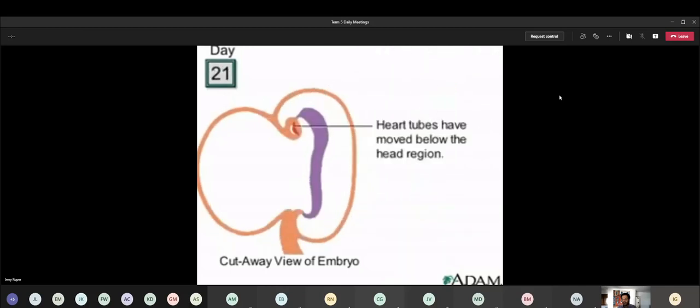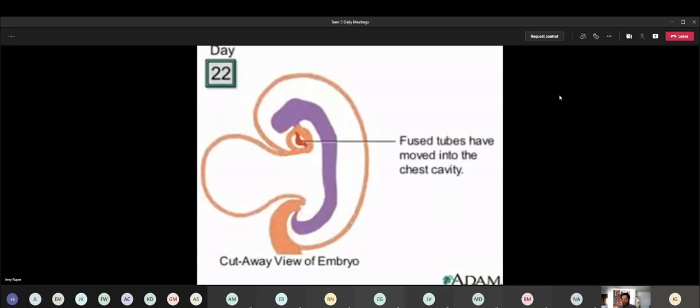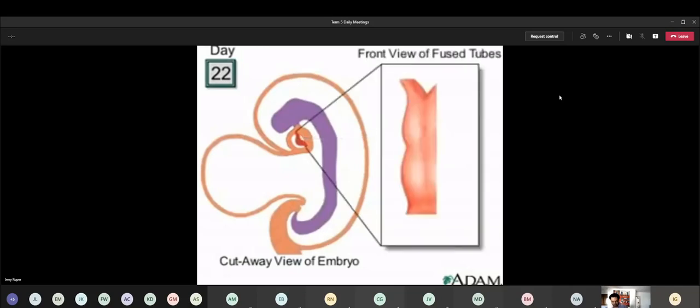On day 21, we see that the primitive heart tubes have moved below the embryo's developing head region. And by day 22, the tubes have fused together and have moved to the area that will eventually be our embryo's thoracic or chest cavity. It's also about this time that the heart begins to beat for the first time. Here's what it looks like from the front.